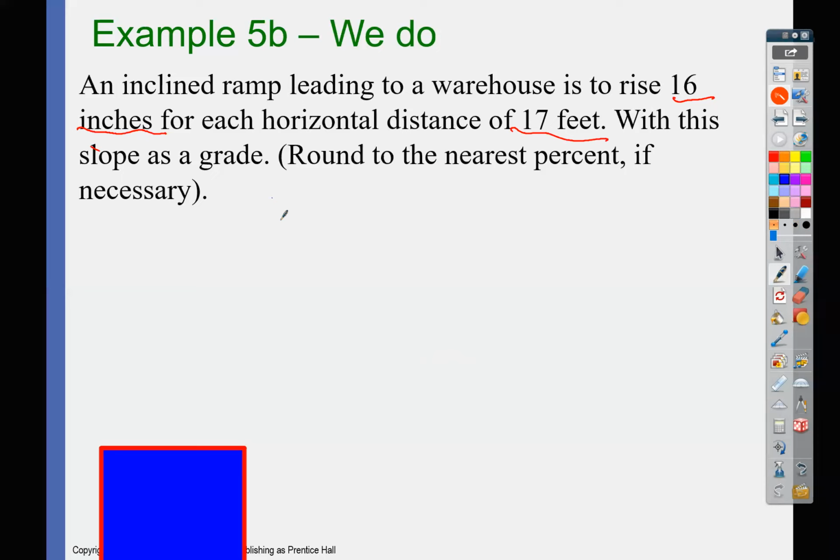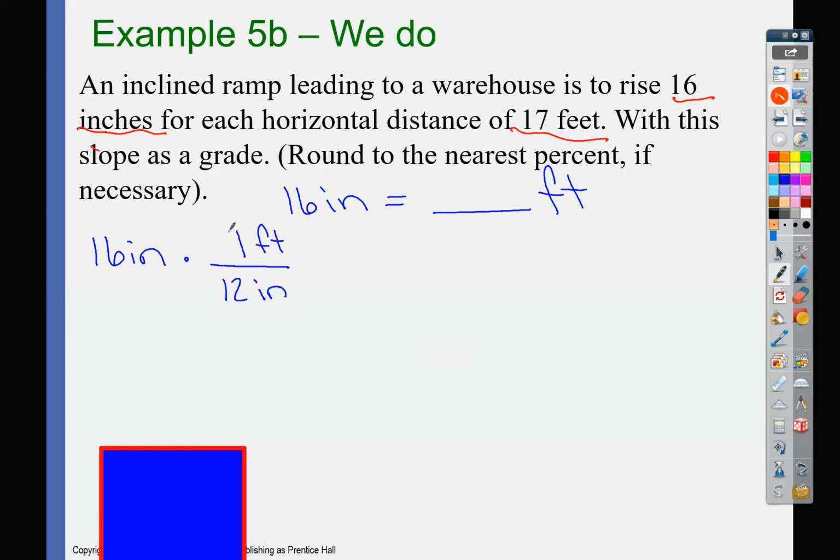Okay, so to be able to work this, we have to get everything in the same unit. So I'm going to change 16 inches to feet before I can start. Okay, so to do that, I'm going to use dimensional analysis. So there are 12 inches in every 1 foot. And I do this because inches will cross out diagonally. So I have 16 over 12, which is 4/3.